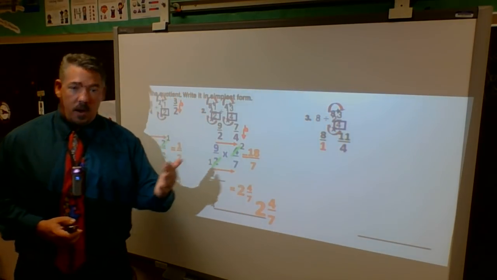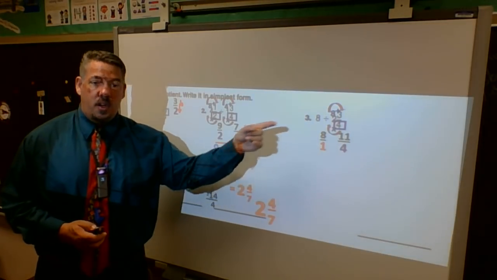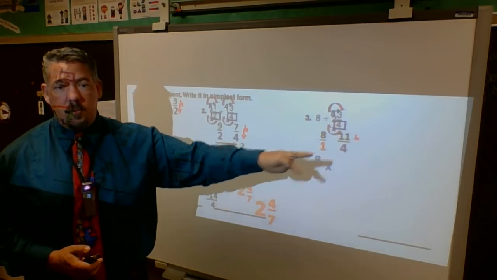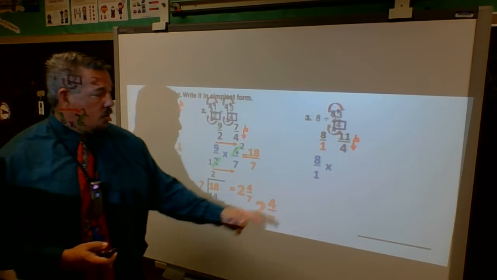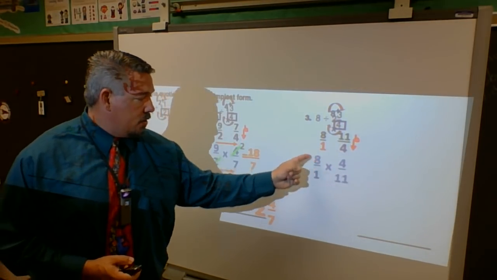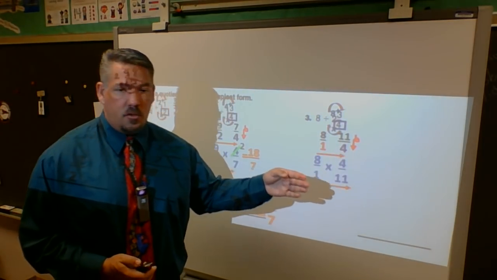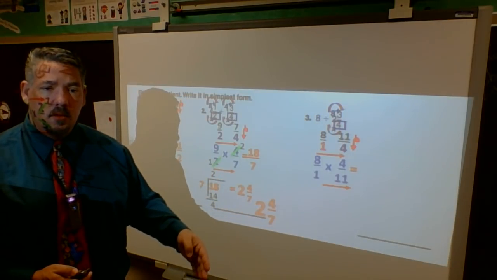But then you recognized there was still division, and you kept your first one. You changed your division to multiplication, and you flipped your second fraction. You have 4 over 11, and there's nothing that you could cross reduce. So when you multiply it across, you should have gotten 32 over 11.